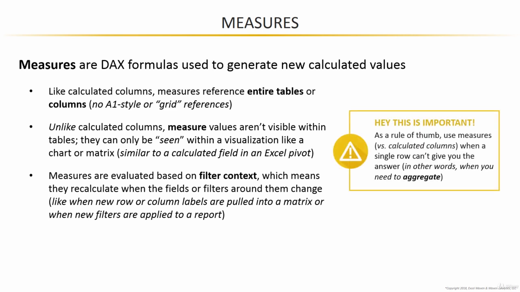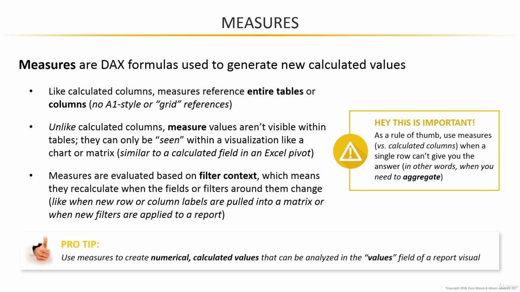So to summarize, as a rule of thumb, you're going to use measures, not calculated columns, when a single row isn't going to be able to give you an answer. In other words, when you need to aggregate. And a pro tip for remembering this, remember that measures are used to create numerical, calculated values that you can analyze in the values field of your report visuals.